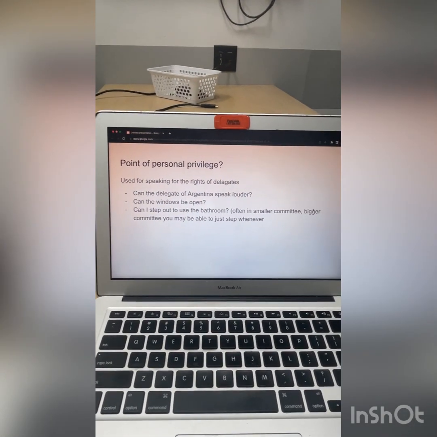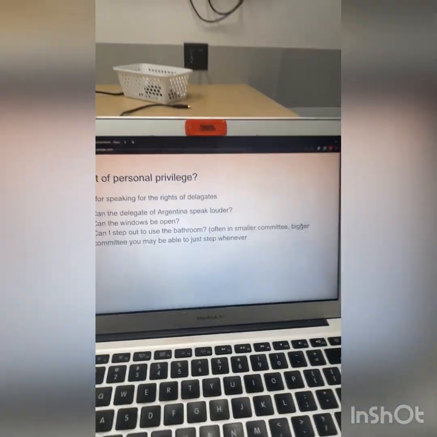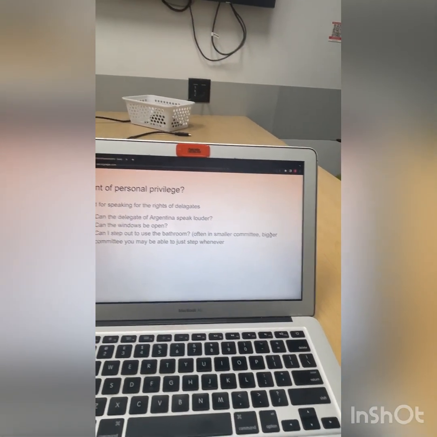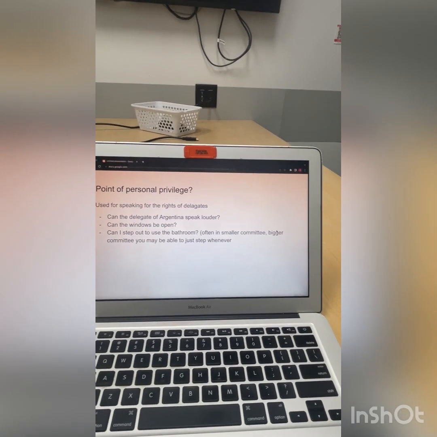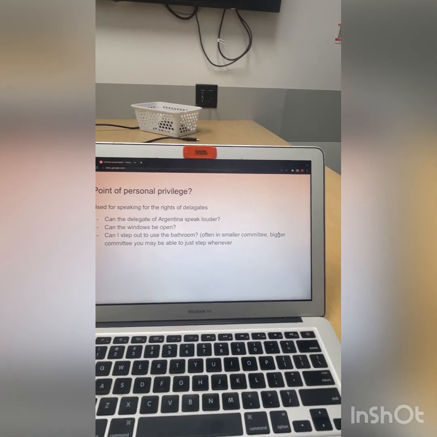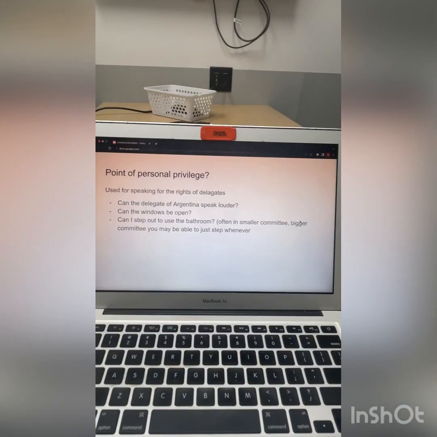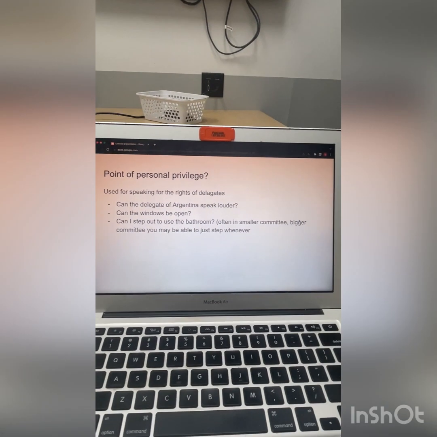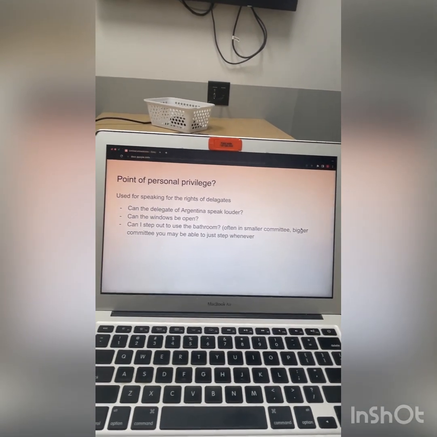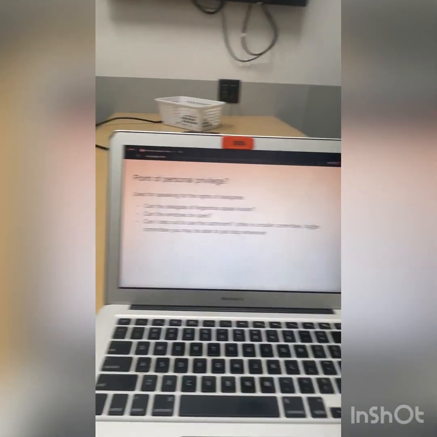May I step out to use the bathroom? Often used in smaller committees, as in bigger committees, you might be able to get let out, especially if you have over 200 delegates in the room. You're probably able to just step out of the room, and you already have someone else probably in your team who's representing your country still, so you do not have to be present, as they can cover for you.